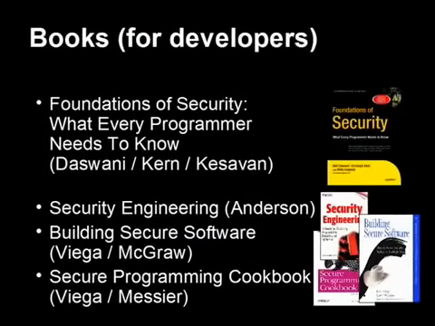There are also lots of books. There's my book, Foundations of Security: What Every Programmer Needs to Know. I'll give out some copies; I'll do some trivia questions in just a second. There are also a lot of other good books. I'd recommend Ross Anderson's Security Engineering. It's actually available for free online. Just enter this into Google or your favorite search engine. I also highly recommend Gary McGraw's Building Secure Software book and Viega and Messier's Secure Programming Cookbook.